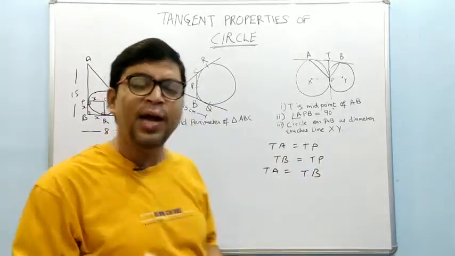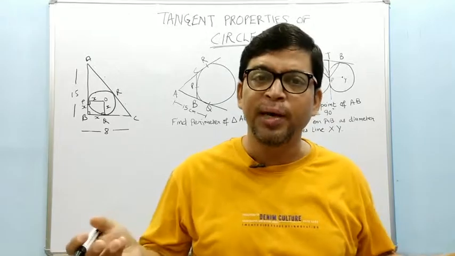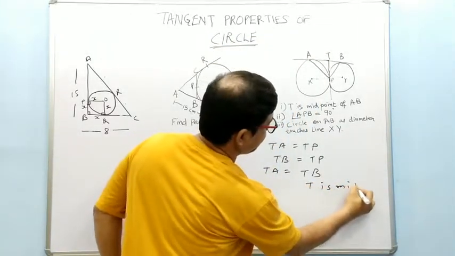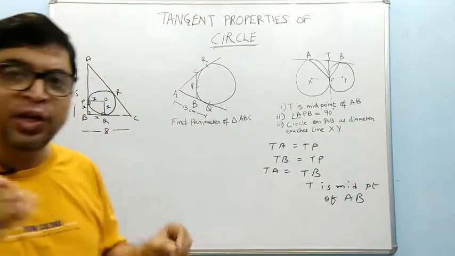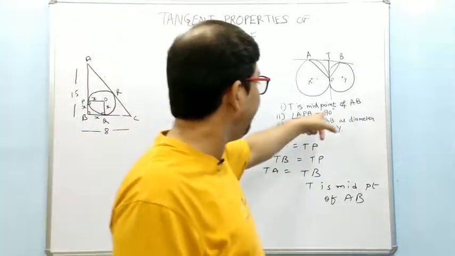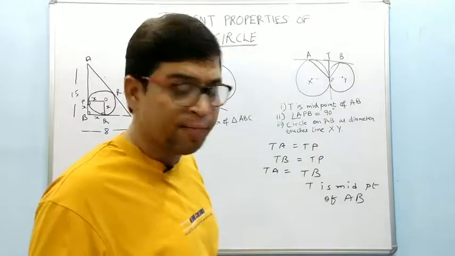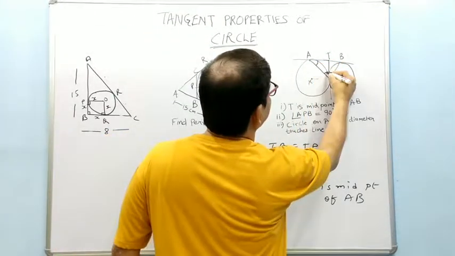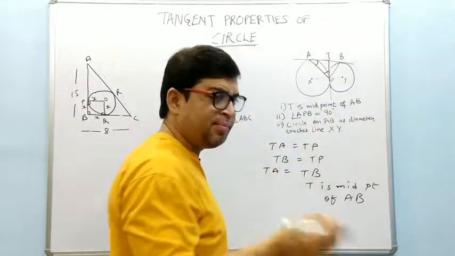What is the meaning of that? TA is equal to TB means T is the midpoint of AB, and that is proved. Now we need to prove angle APB is 90 degrees. Be careful. Now you see, if this angle is something, that angle will be the same thing.